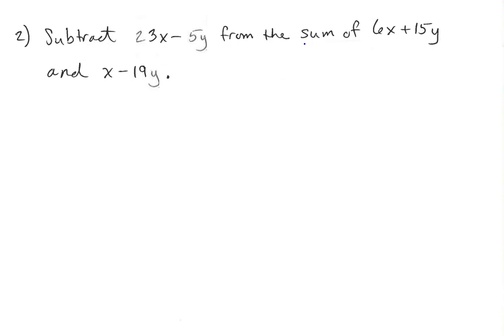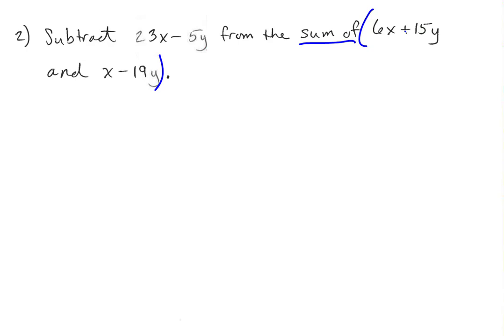When you see a phrase like sum of, you can immediately group whatever follows it. So sum of, I'm going to open a set of parentheses and then close them after it lists the two things we're going to sum, or in other words, add. So when it says sum of 6x plus 15y and x minus 19y, we're going to add those two expressions together.